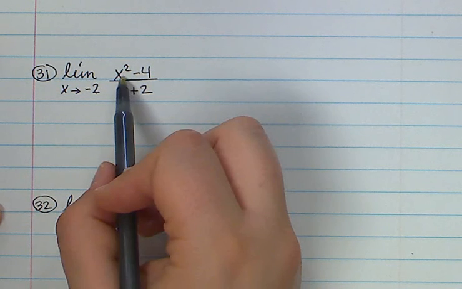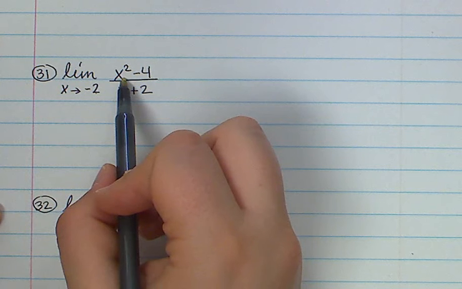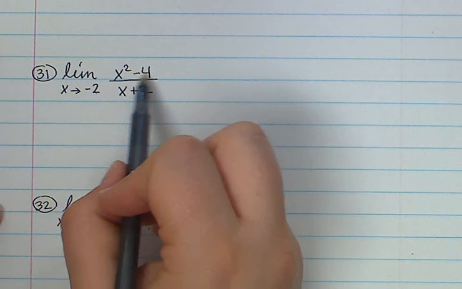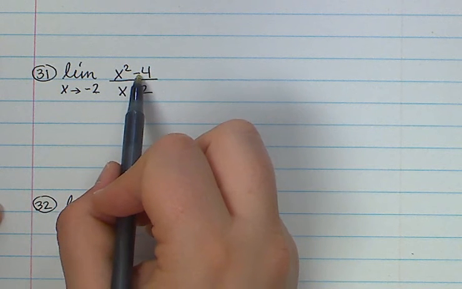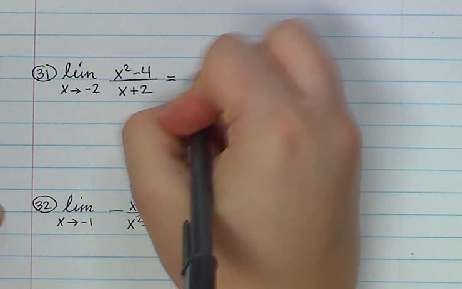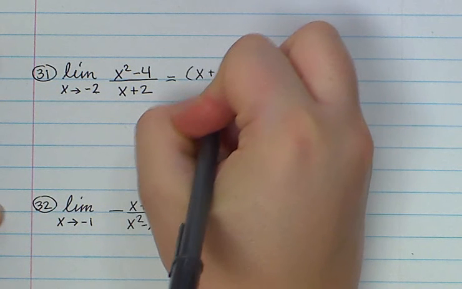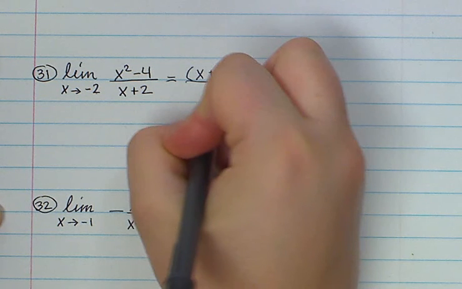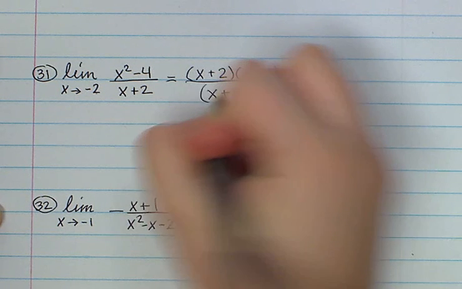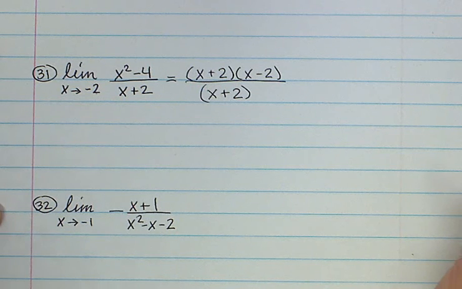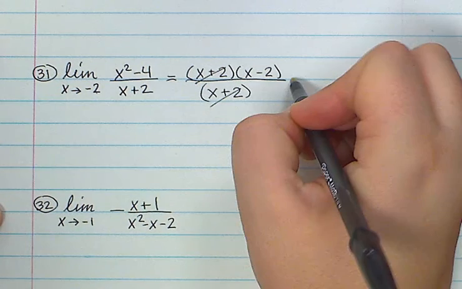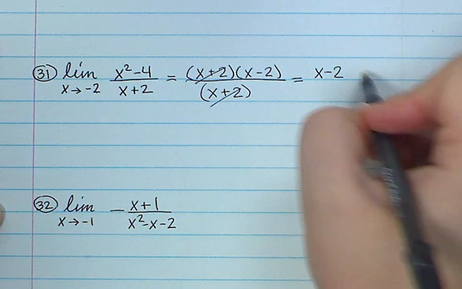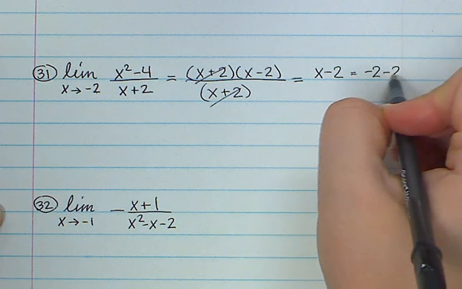Since I see an x squared, I'm going to factor. X squared minus 4 is going to be a difference of squares, since both things I can take the square root of, and there's a negative in the middle. So as I factor, I'll get x plus 2, x minus 2, over x plus 2. Now I can cancel the x plus 2, and all I'll have is x minus 2. Now I can plug in the negative 2, and I'll have negative 2 minus 2 equals negative 4.